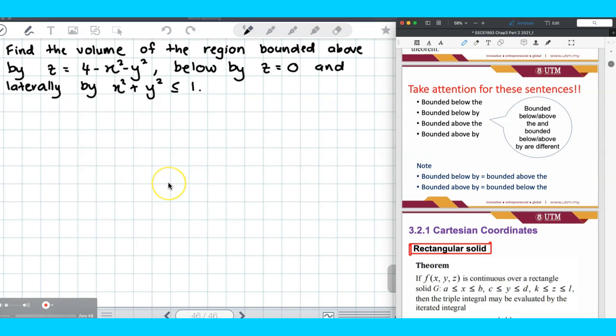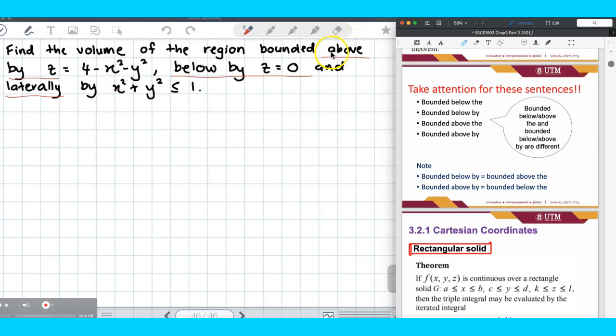Okay, I give you here another example, but this one is not in the slide provided. We want to find the volume of the region bounded above by... So here maybe the word is a bit confusing. Bounded above by the z, below by z equal to 0, laterally by the x squared plus y squared.